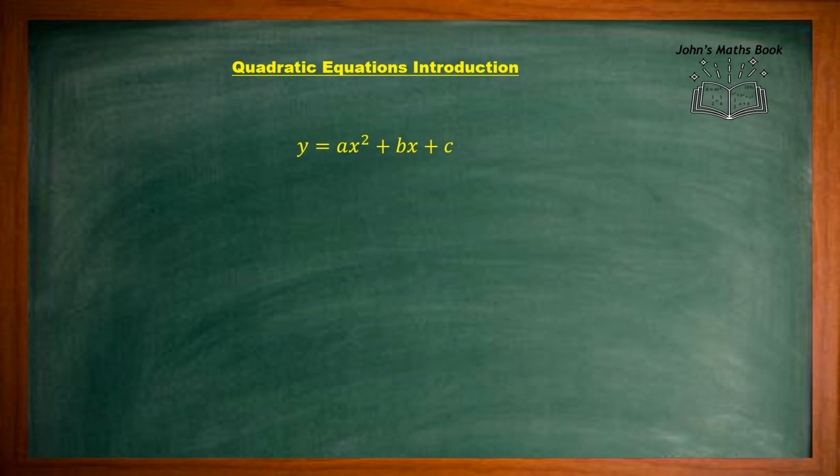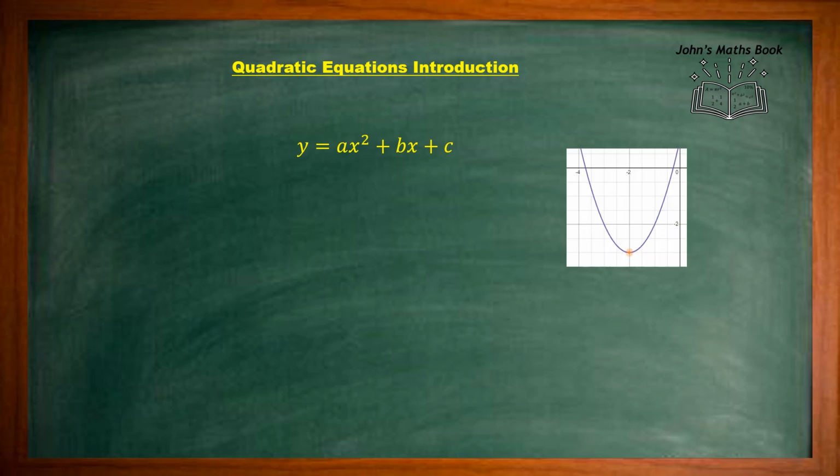Second order means it must have an x squared term, but it can't have an x term which is an order greater than 2. So for example, we can't have an x cubed term. If we plot the graph of a quadratic equation, we see that it has a parabola shape. This can fall from the left and rise to the right, as seen here, or rise from the left and fall to the right, as seen here.